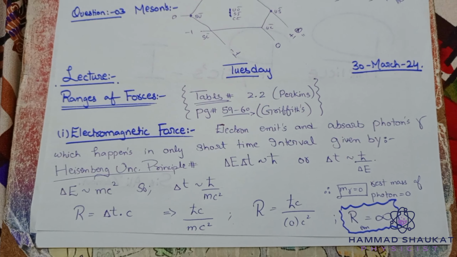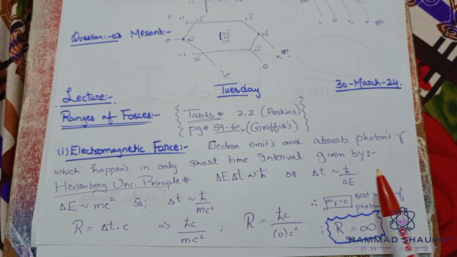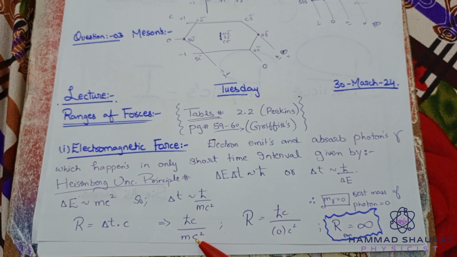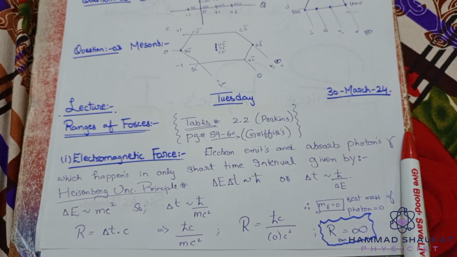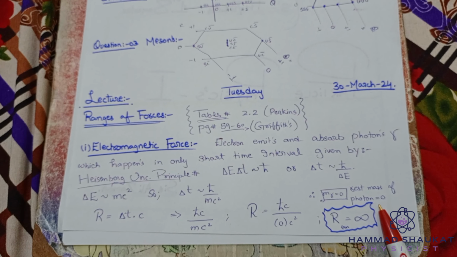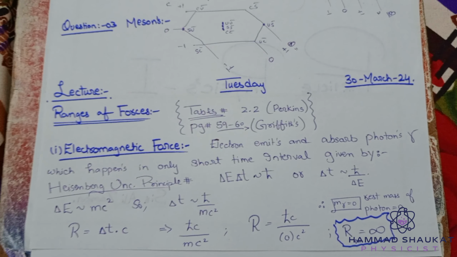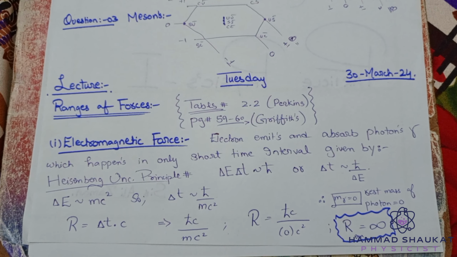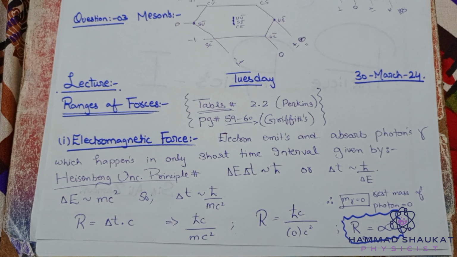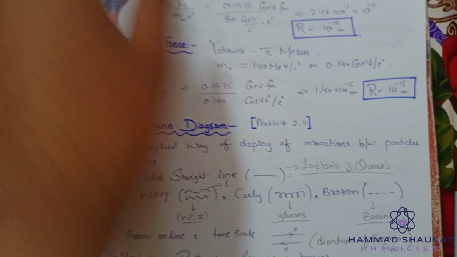So here we will discuss electromagnetic force. Electromagnetic force basically is carried by photons. If you know the mass of the photon, you will easily calculate the range, because h cut and c are constants, only the mass is variable. But the rest mass of photons is always 0. So putting the value of mass 0, you will get an infinite range. What does it mean? It means electromagnetic forces have infinite range. Very important concept.